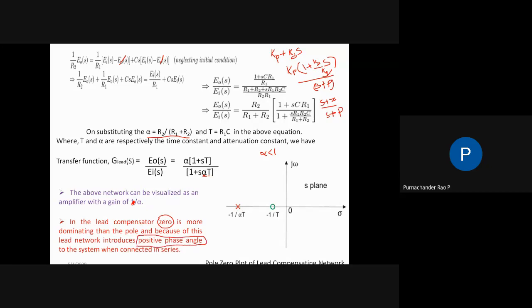So if you want to add phase angle into the system, if you want to increase the phase margin of the system, you can add a lead compensator into the system. We'll see how to model it, how to design a lead compensator for a given system.